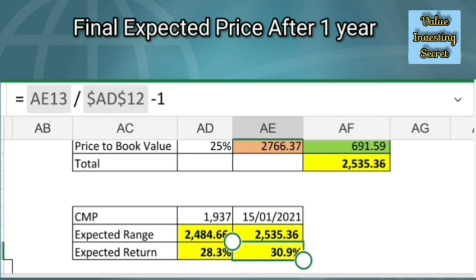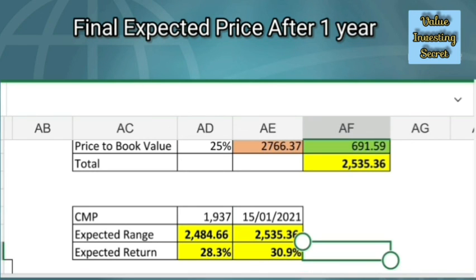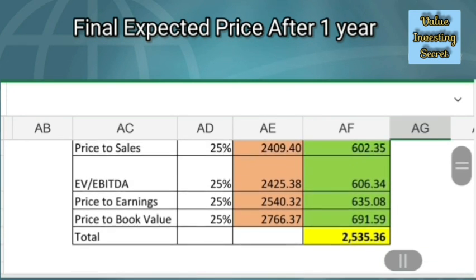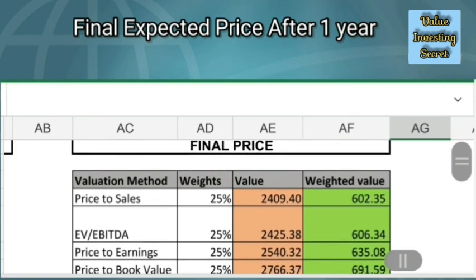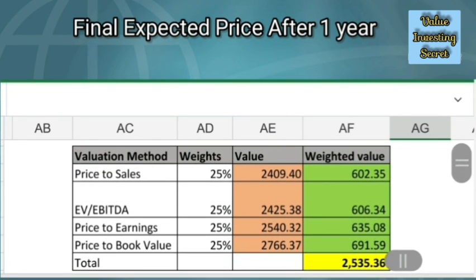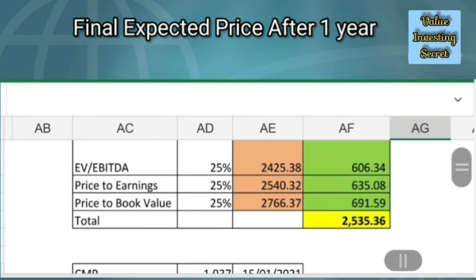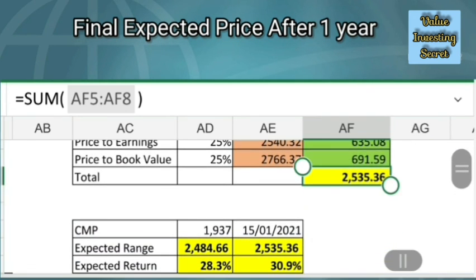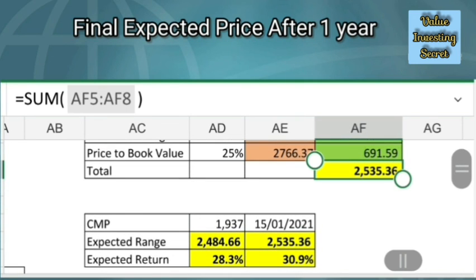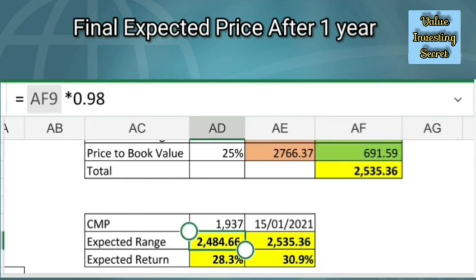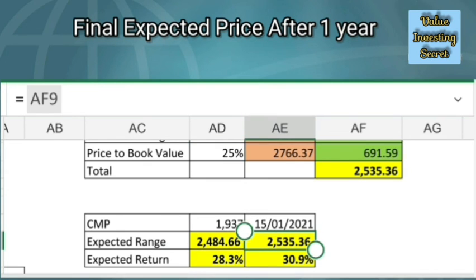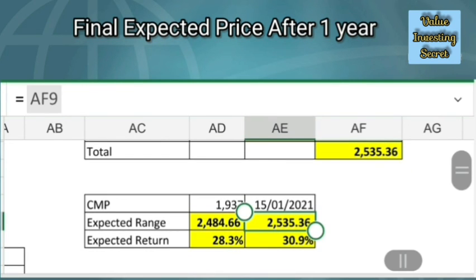That is 28.3% of the current price, and the maximum price will be 30.9%. Somewhere between these two values it has to touch by next year. So all these 4 methods are very useful to analyze any company's 1 year future price for retail investors, and these methods are very easy if you have the annual report and Moneycontrol and Screener websites. You will get all the necessary data and you can easily calculate it.